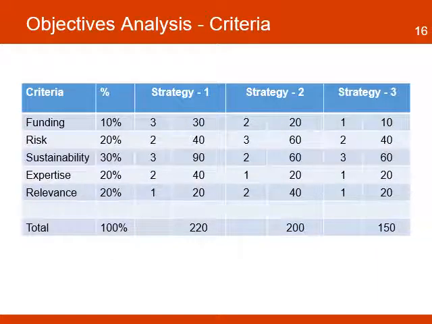A tool that can help in the analysis of the different alternatives is the weighted criteria analysis. In the table below, the first column lists the criteria to evaluate each strategy. Depending on the focus of the organization, some criteria may be more important than others. Each criterion is then assigned a value. In this example, we see that the criterion for sustainability has a 30% weight.